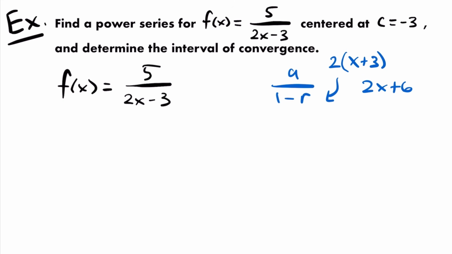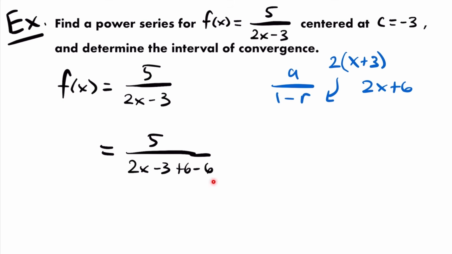Well, what we can do is add 0. We can add 6 and negative 6, right? So if I do that, this will be equal to 5 divided by 2x minus 3 plus 6 minus 6, right? 6 minus 6 is 0, so we are adding 0 to the denominator. It's not changing the value of the function.